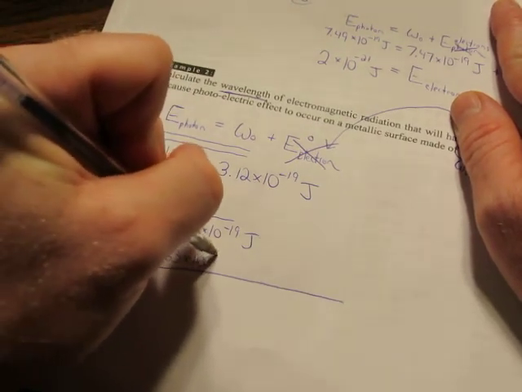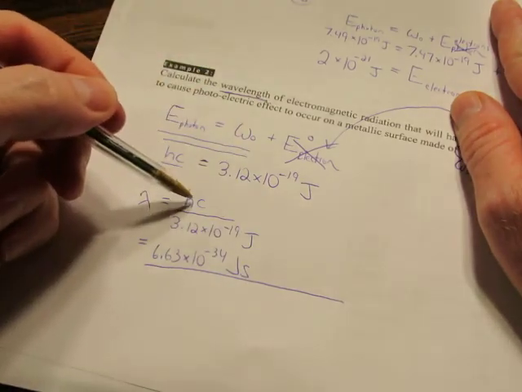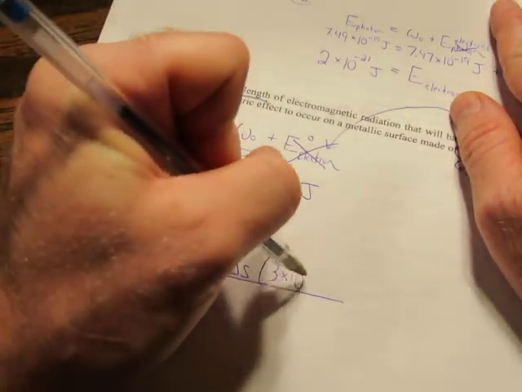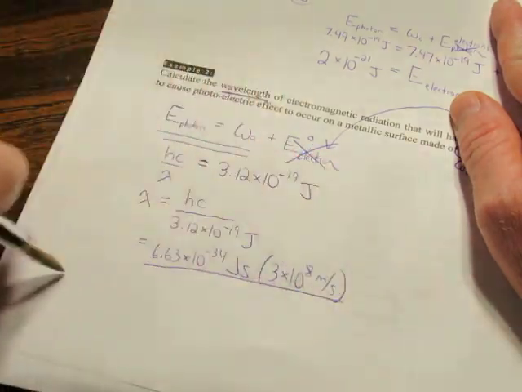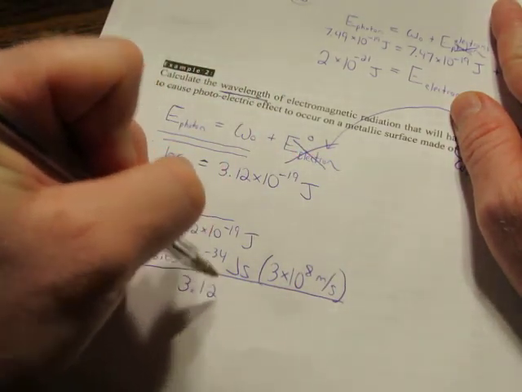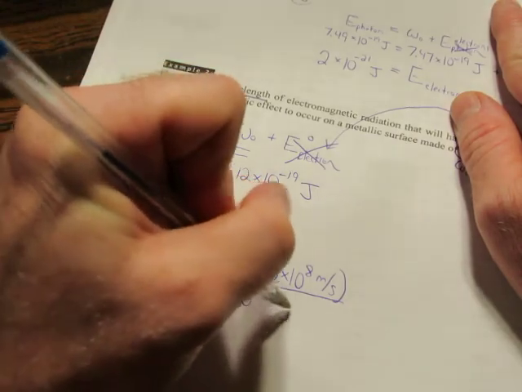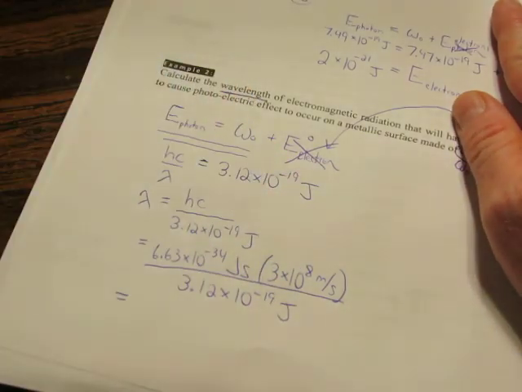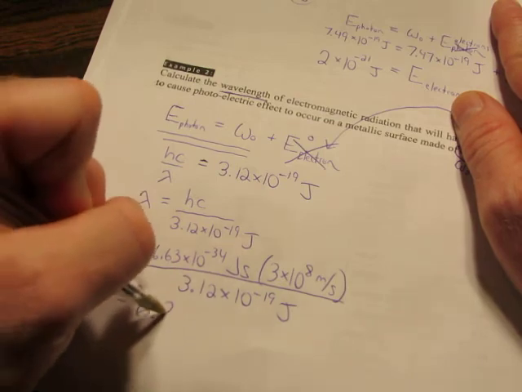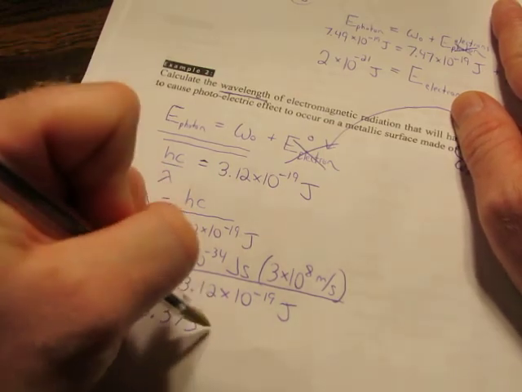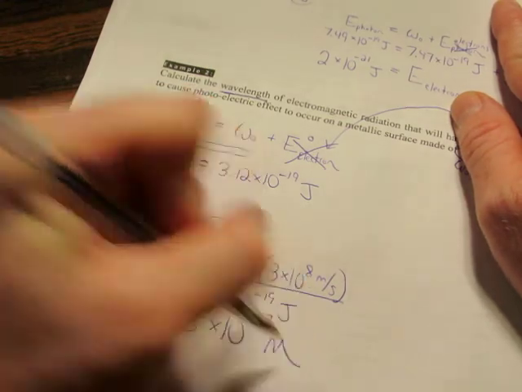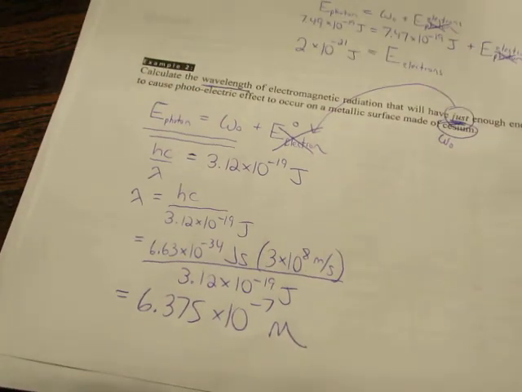6.63 times 10 to the negative 34 joule seconds. c is the speed of light, 3 times 10 to the 8 meters per second. Also the speed of all electromagnetic radiation. Doesn't just have to be visible light. And you're looking at a calculation only. 3 to the exponent 8 divided by 3.12 to the exponent negative 19. Okay, gives you an answer of 6.375 times 10 to the negative 7 meters as a final answer to that question.